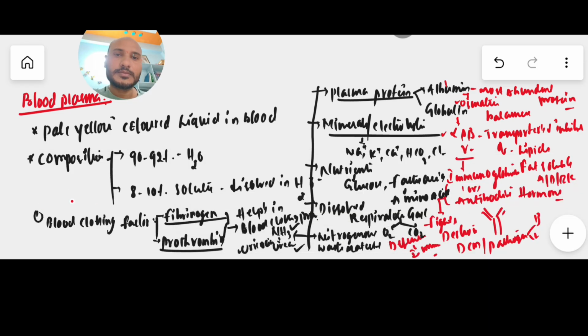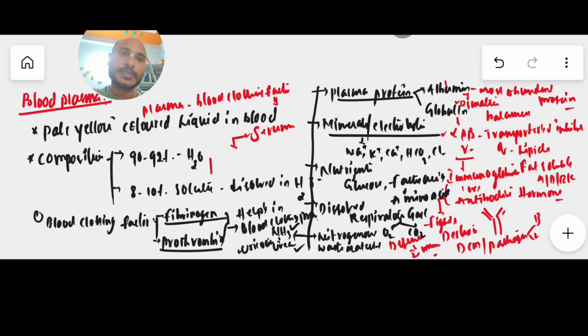Here I am writing plasma minus blood clotting factor is equal to serum. It means that from plasma, removal of the blood clotting factors leaves the fluid part, which is called serum. So serum, in simple terms, is plasma without blood clotting factors.